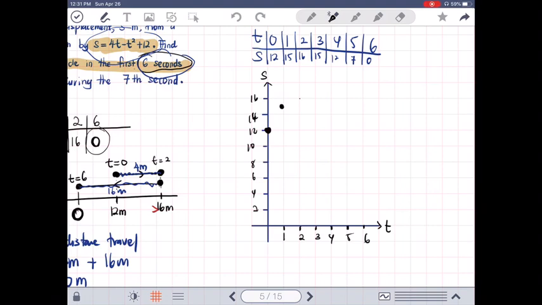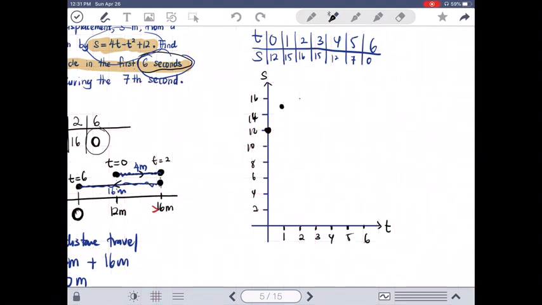Then at 3, 15, and then at 4, 12, and at 5, 7, and at 6, 0. So if you look at the graph, it's going to look something like that.